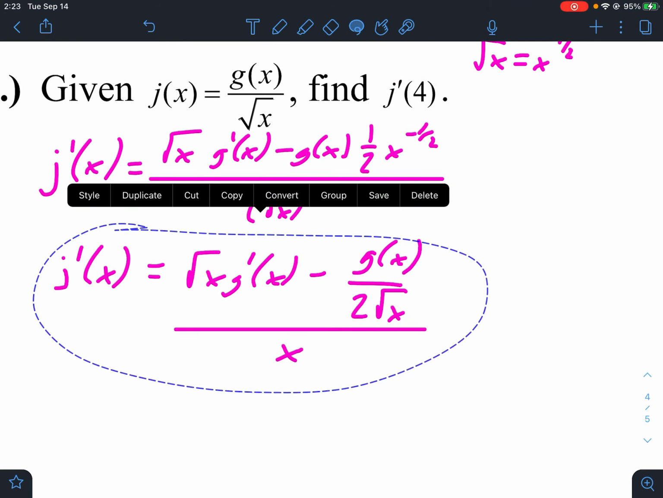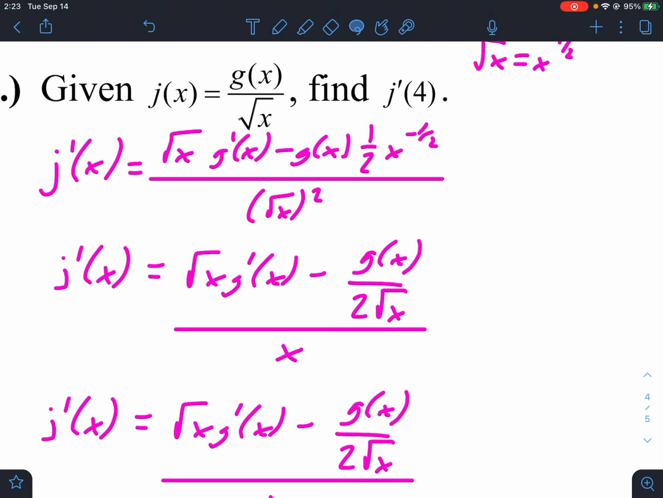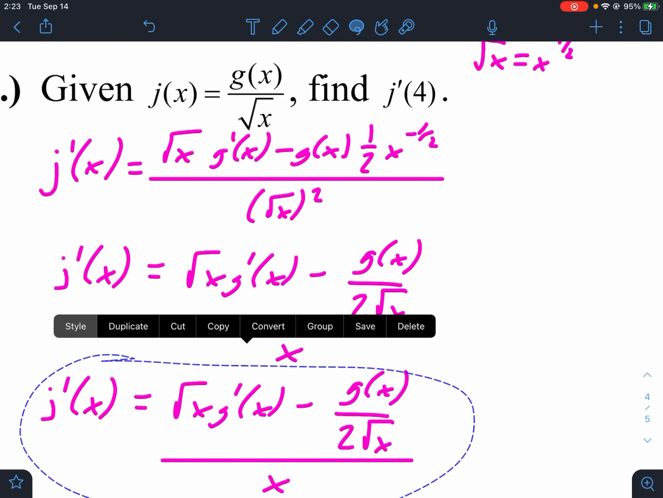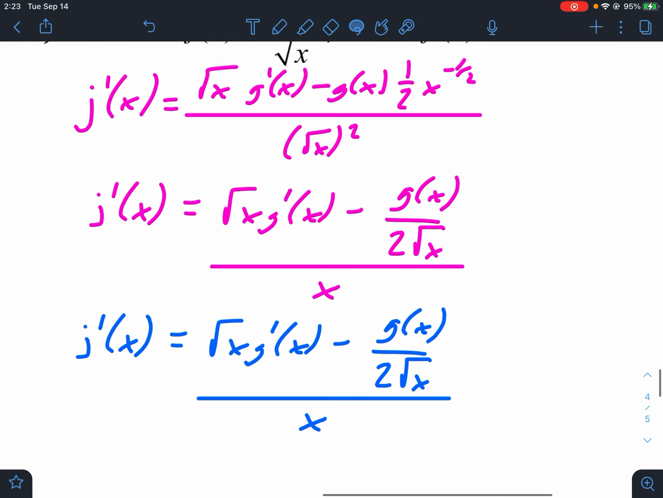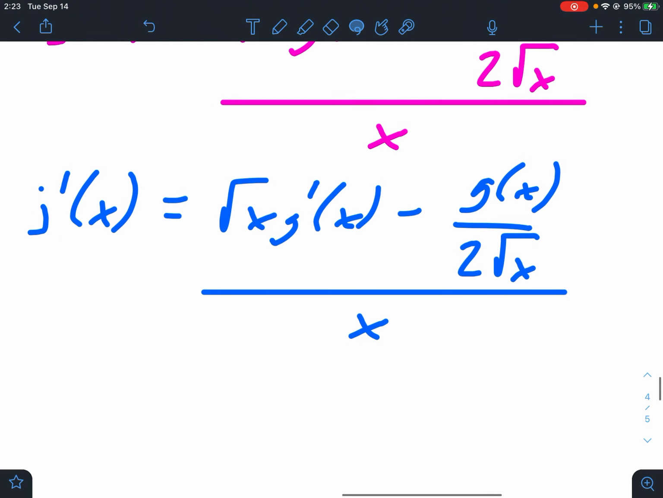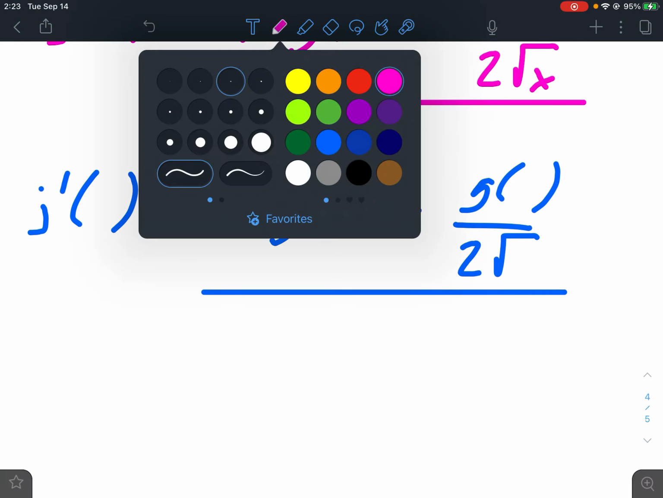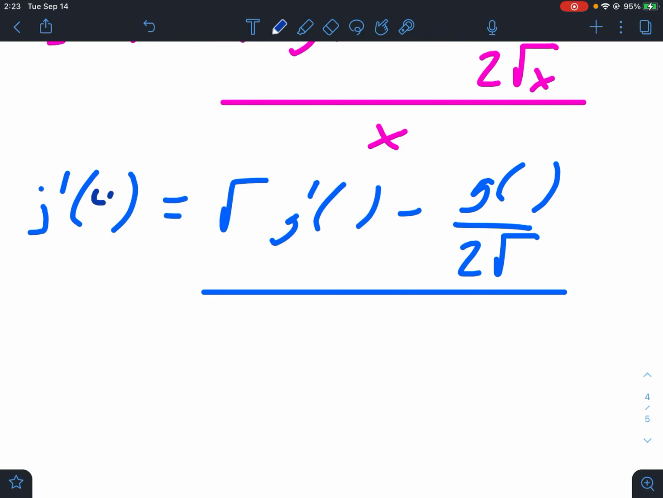And now I can take this derivative, which is the slope everywhere of j, and replace it with the slope that we want, which is at x equals 4. Everywhere we see an x, we're going to replace it with a 4.